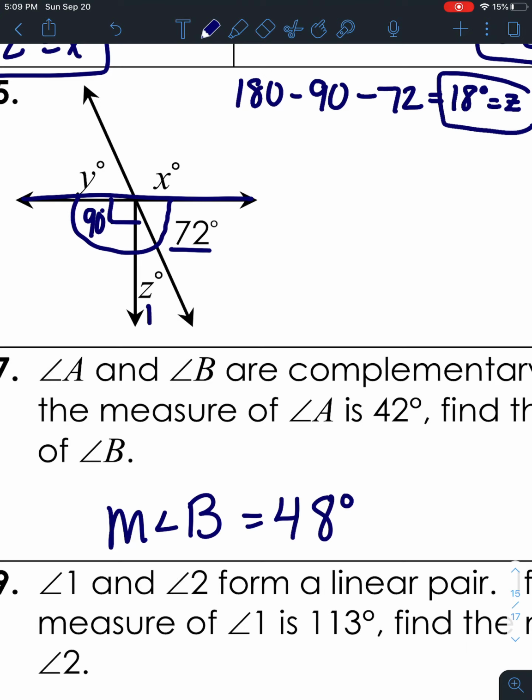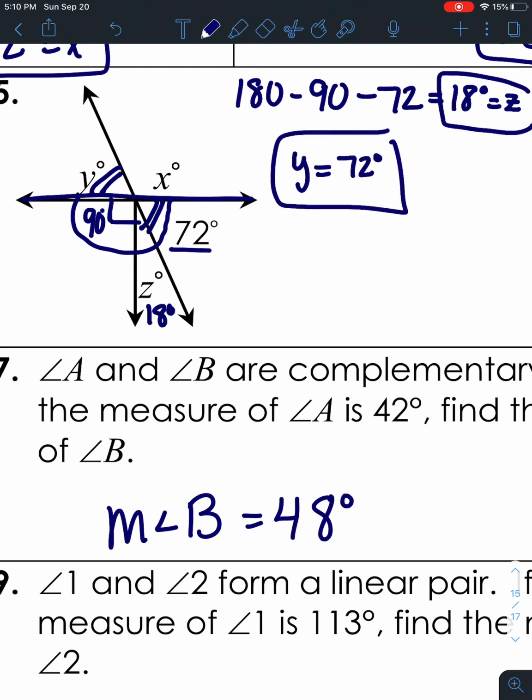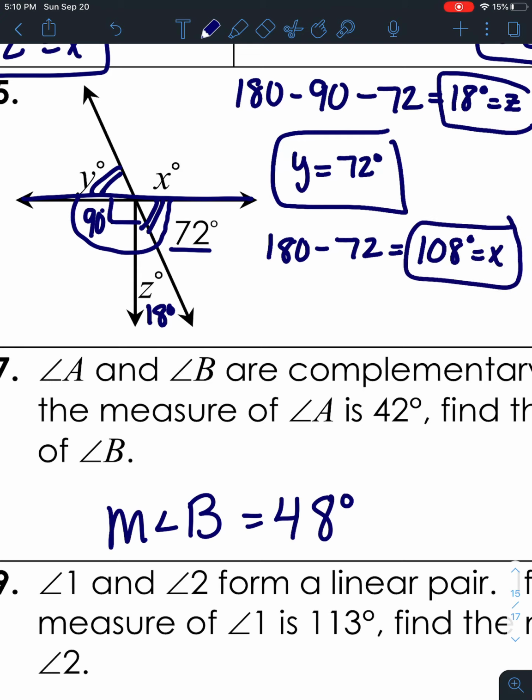Now that we know that this is 18 degrees, we can do vertical angles here. So 72 and y are vertical. So that means y equals 72 degrees. And then finally, y and x form a linear pair. So 180 minus 72 will give us a grand total of 108 degrees, which is x. So sometimes you're going to have to use a bunch of different things to kind of get these different angles.